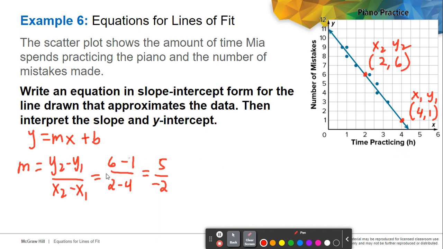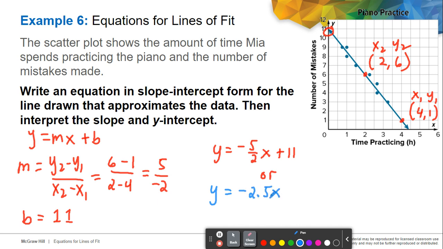Okay, and then our b is this one. Let's just estimate that our b will be 11, the point on our y-axis. So therefore, our equation will just be y equals negative 5 over 2 x plus 11. Or, if you want a decimal, 5 over 2 is 2.5. So y is equal to negative 2.5x plus 11. That is our equation for the line of fit.